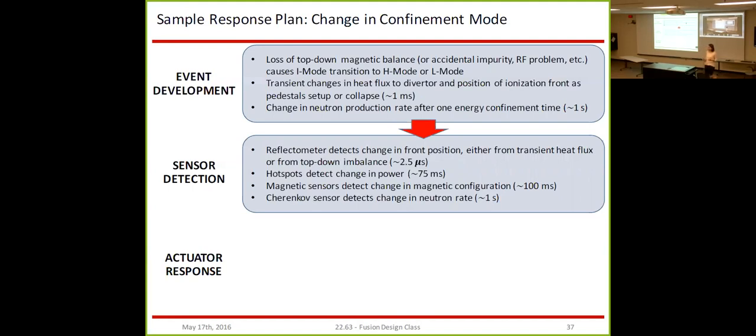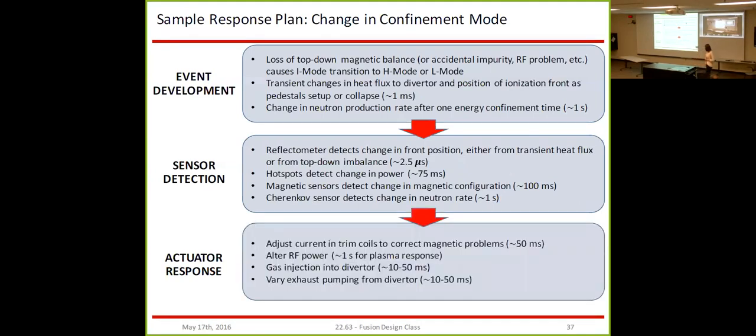Your Trankov sensors will be the last information that you get, because it'll take them about an energy confinement time of a second to respond, because they respond to the neutron production rate, which will change with the energy confinement time. Now, once you know that you've lost your I mode, you have to do something about it. So that is our actuator response. There are a few things you might want to do in this circumstance.